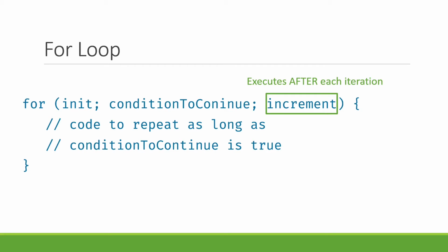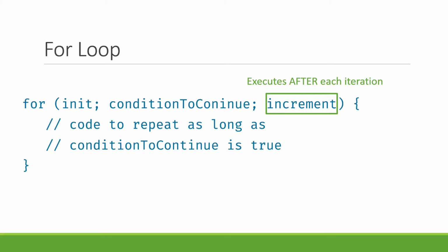The increment section, which doesn't actually have to increment, as you'll see when you do the extra exercises in the notes, is the expression that executes at the end of each loop iteration. This expression is what keeps the loop going, but it must adjust the loop counter so that eventually the condition to continue becomes false so that the loop can terminate.